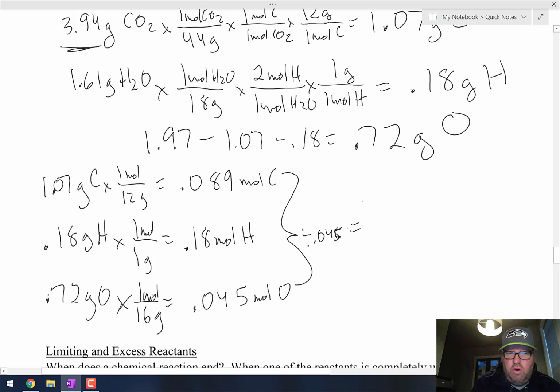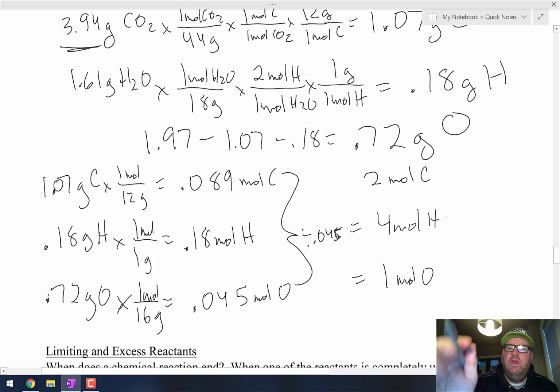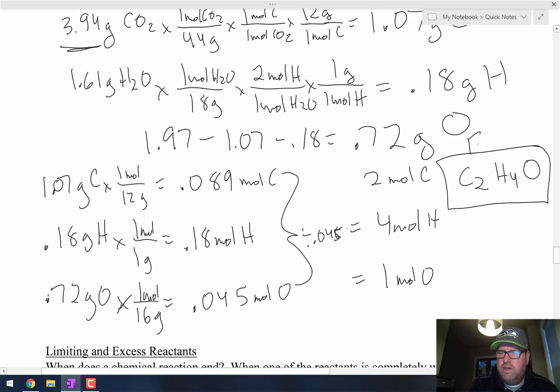Okay, and so we end up with 2 moles of carbon. Again, very, very close to that. We can round that to 2. Okay, 0.18 divided by 0.045 equals 4 moles of hydrogen, and oxygen divided by itself equals 1 mole of oxygen. So our empirical formula is C2. We don't have to multiply to get to a whole number, right? So it's C2H4O is our empirical formula.